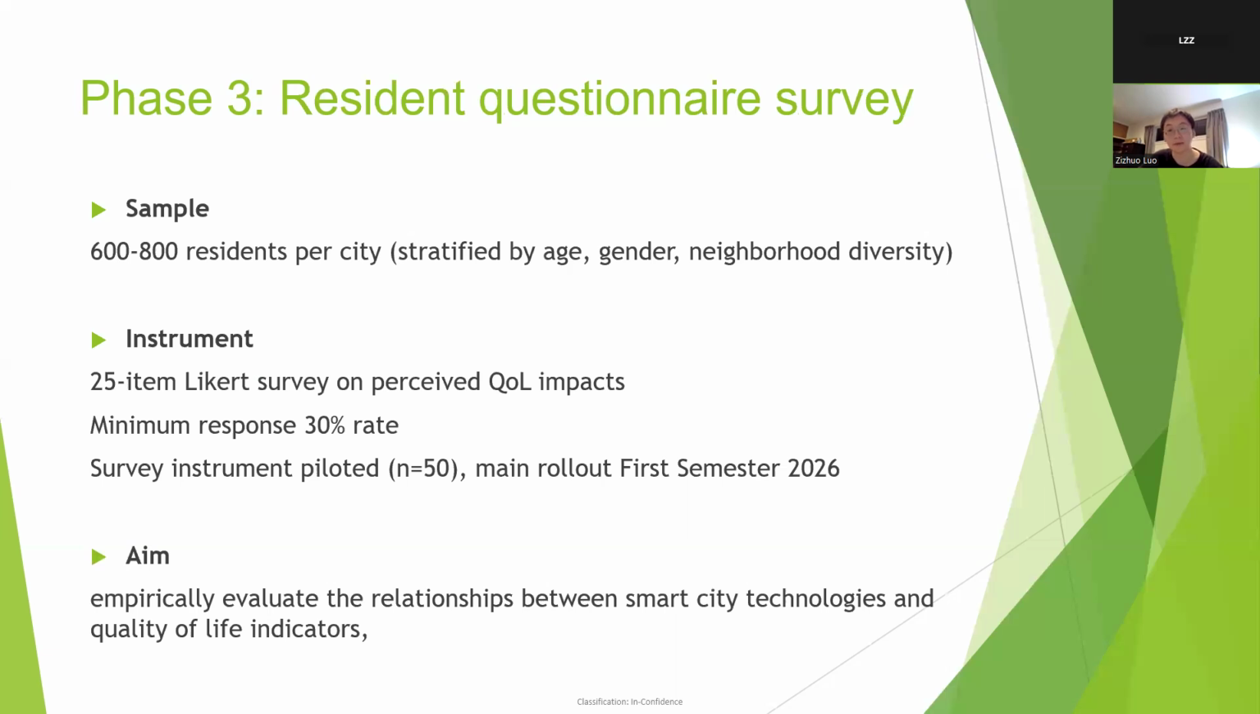After conducting a pilot survey of 50 participants, I will deploy it through online links and paper copies distributed at community centers. In this case, I might hire a company to help me do it. This phase aims to empirically evaluate the relationships between smart city technologies and the quality of life indicators.